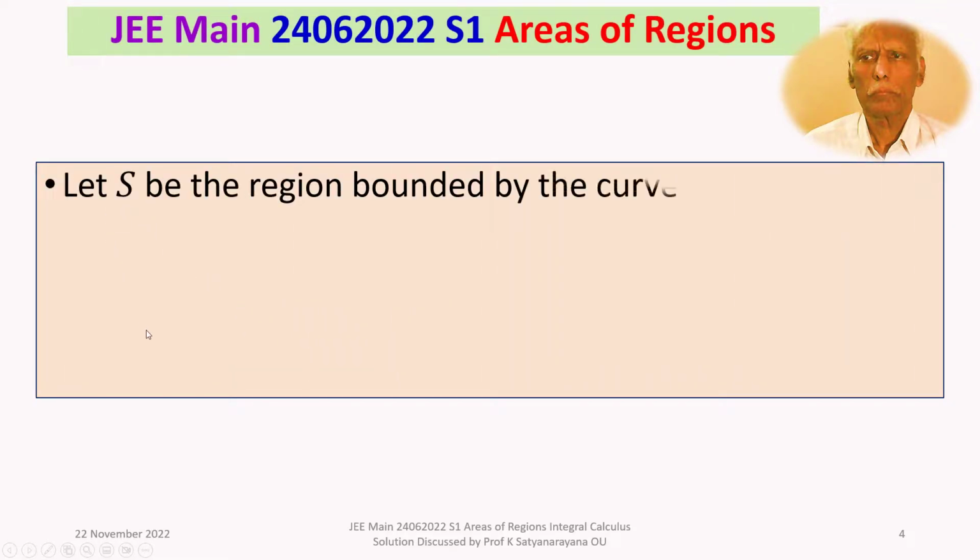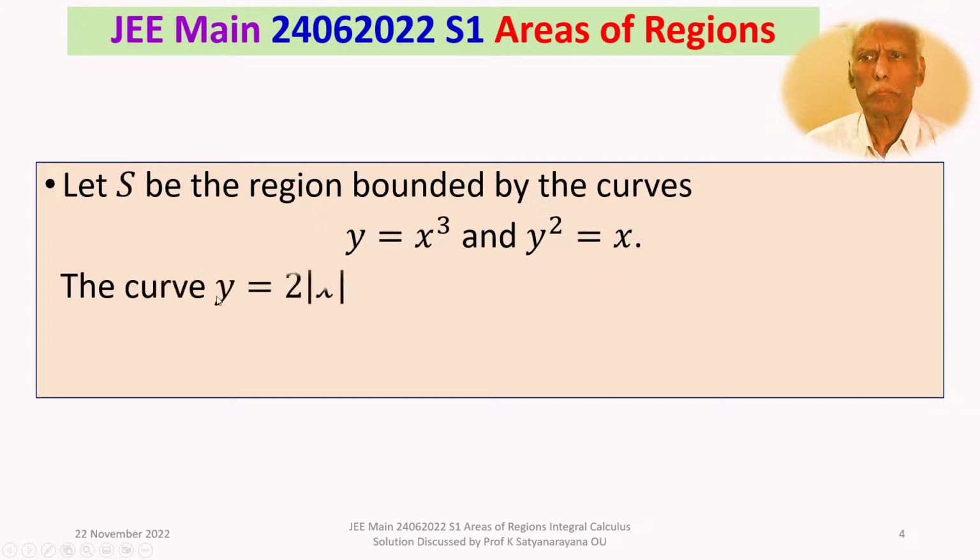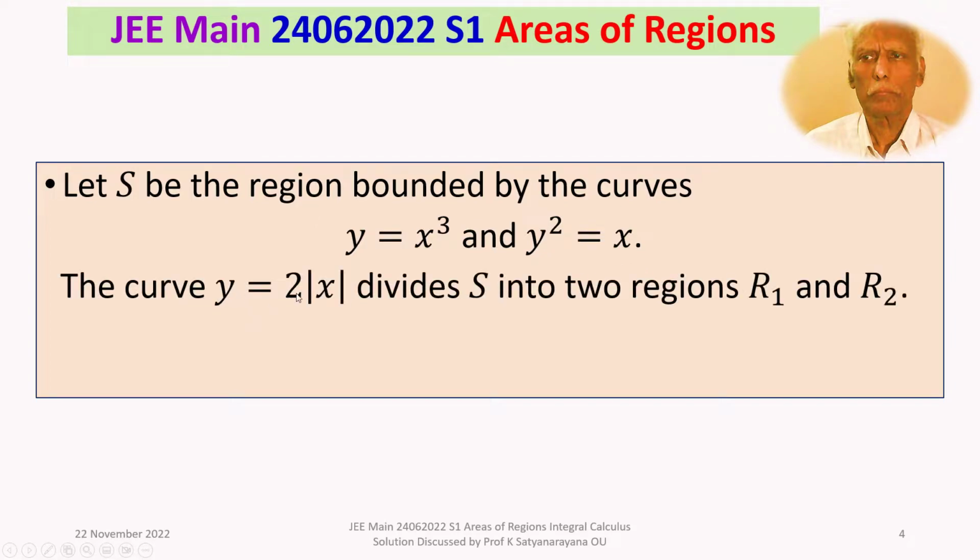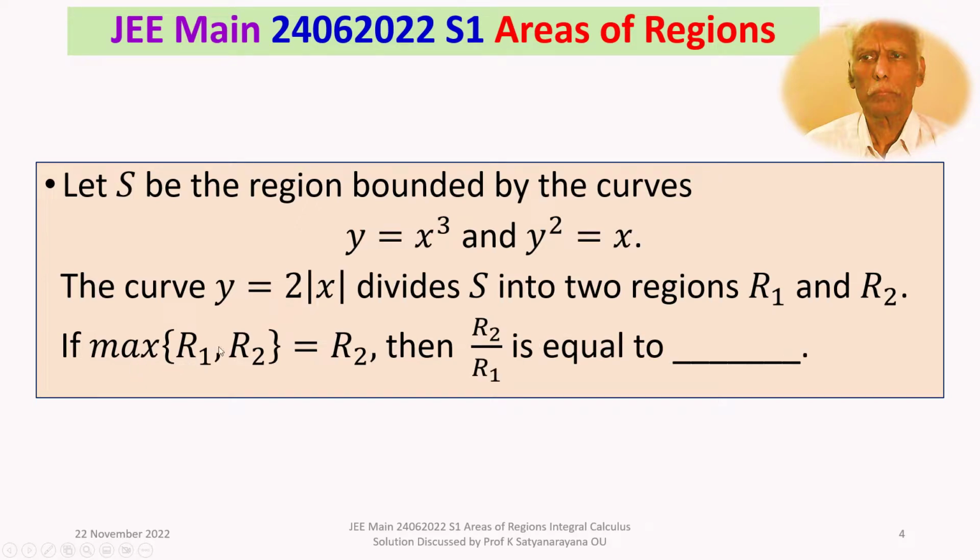The problem is: let S be the region bounded by the curves y is equal to x cube and y square is equal to x. The curve y is equal to 2 times mod x divides S into two regions R1 and R2. If the maximum of R1, R2 is equal to R2, then R2 by R1 is equal to.